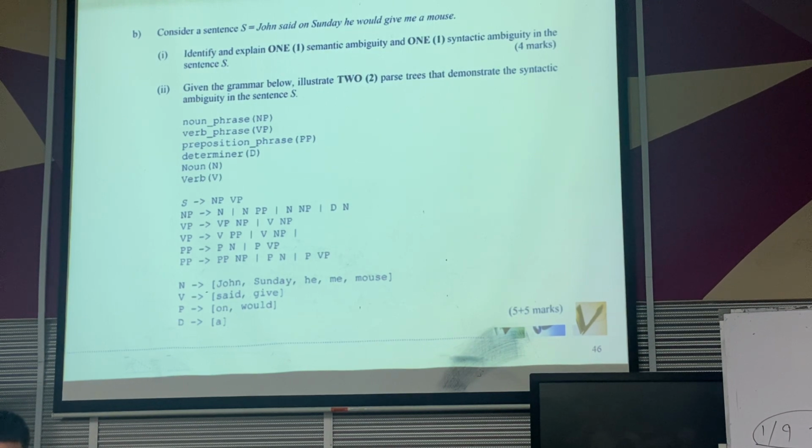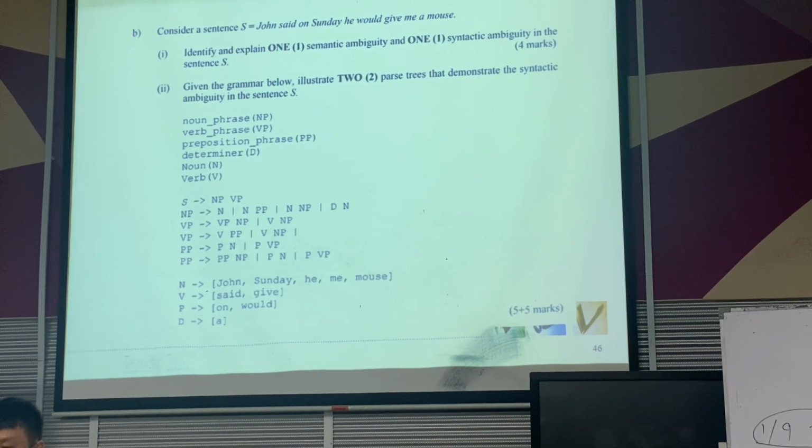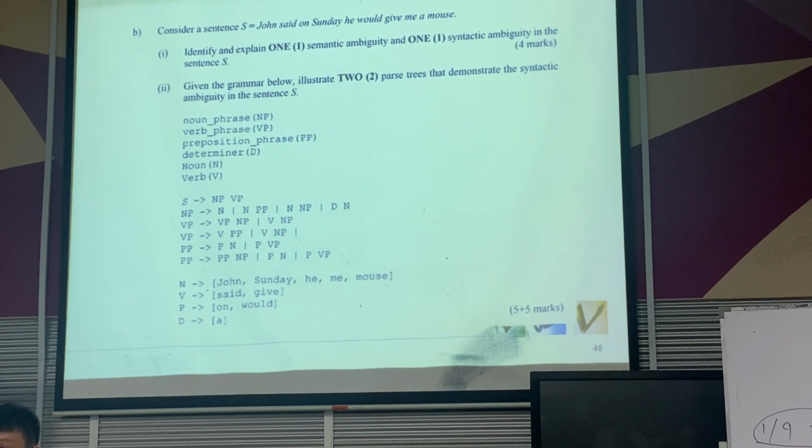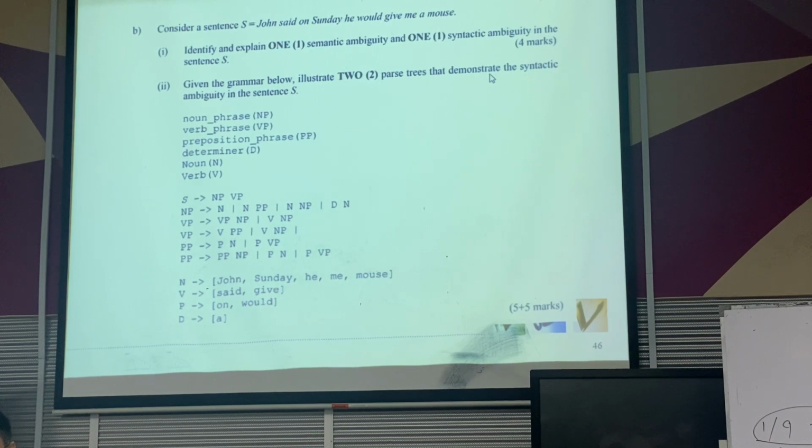Either John said on Sunday, or John said that on Sunday he will give me a mouse. It means that on Sunday I will receive a mouse, or maybe John said it on Sunday. Okay, so good. So this one is scored 4 marks. It's okay. So how about the second one?